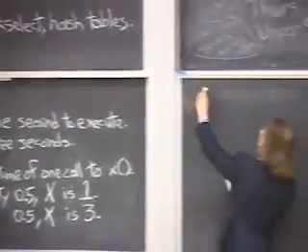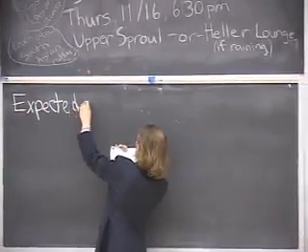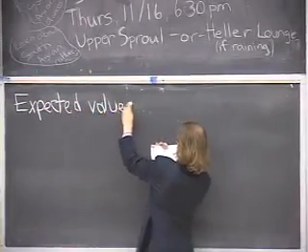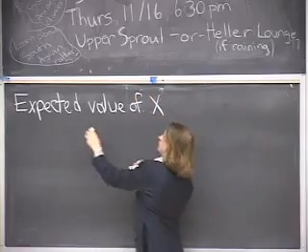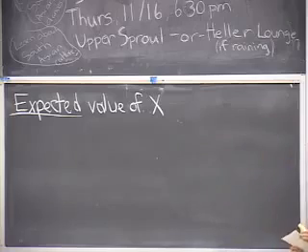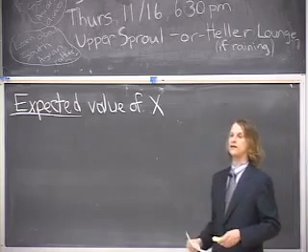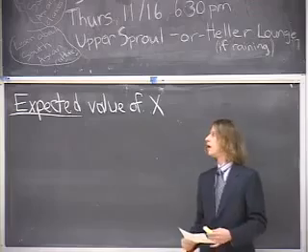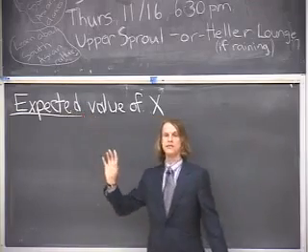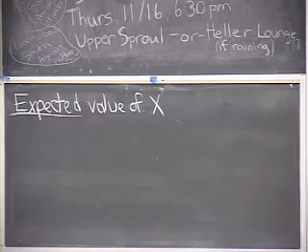Now, we say that the expected value of X is the average value that we're going to get for X if we do the coin flip an infinite number of times. Expected is a formal mathematical term that means average, but it means average in the sense of probabilities. If you do something an infinite number of times, how is it going to turn out on average?